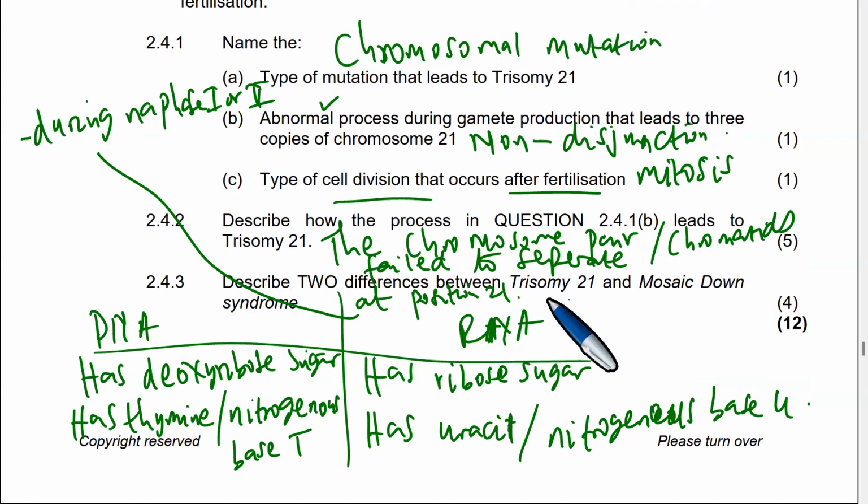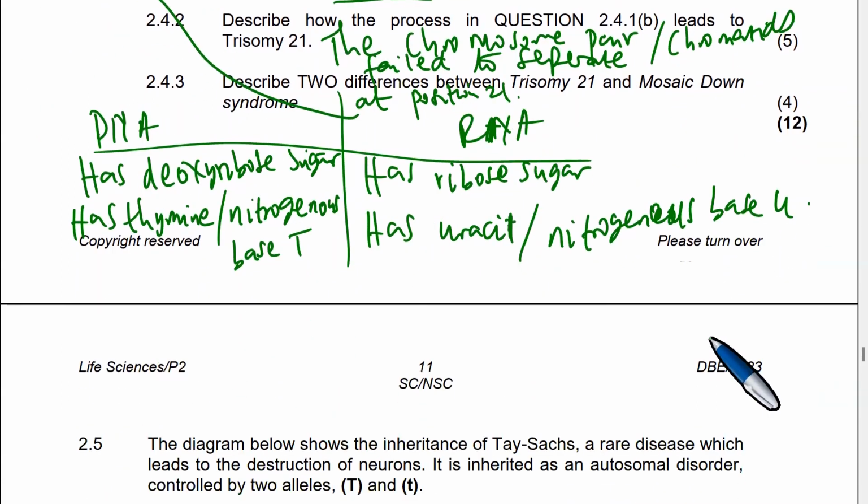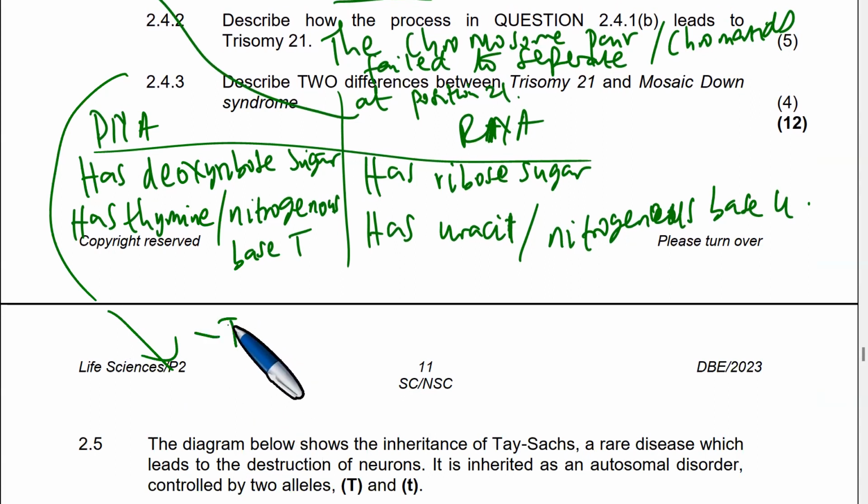Describe two differences between trisomy 21 and mosaic Down syndrome. What is the difference between trisomy 21 and mosaic Down syndrome? Okay, it's just 4 marks, so let's just squeeze that one here. Trisomy 21 and mosaic Down syndrome. What is the difference?